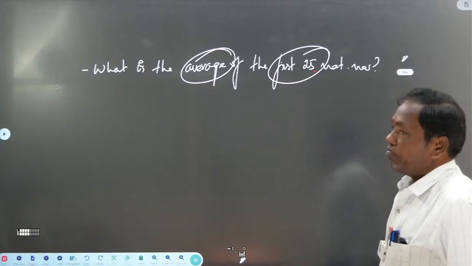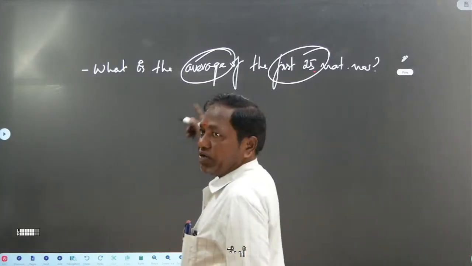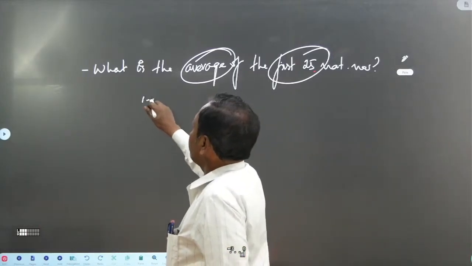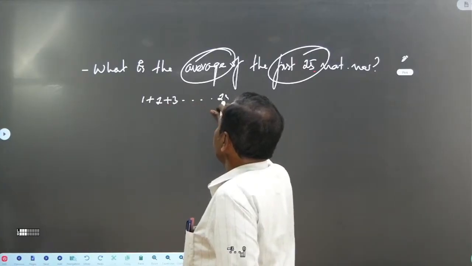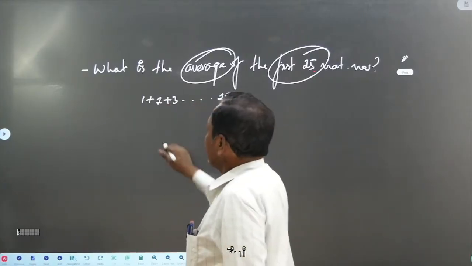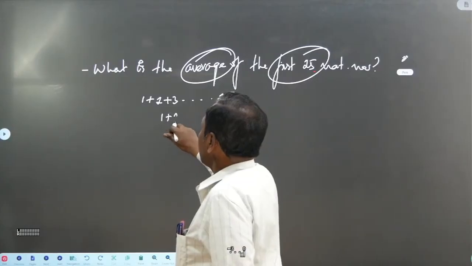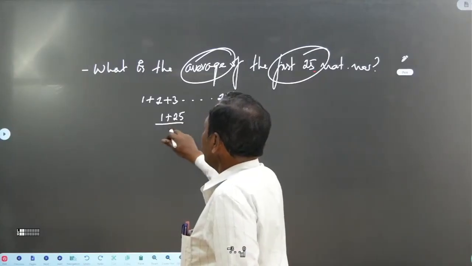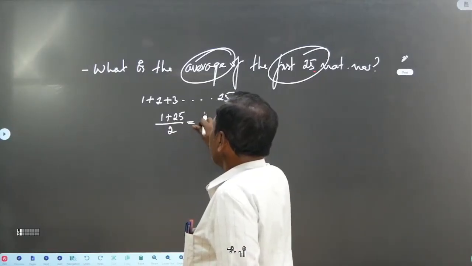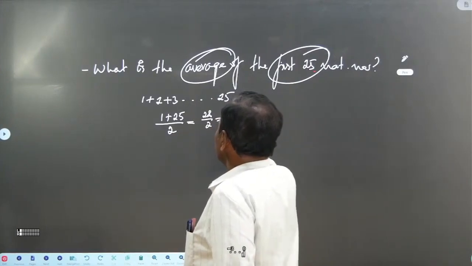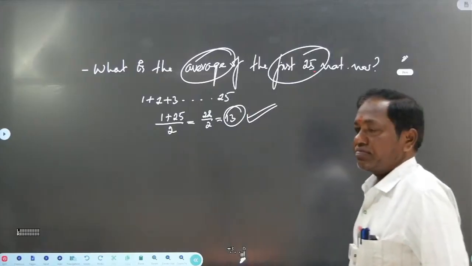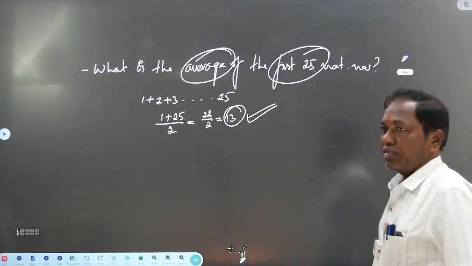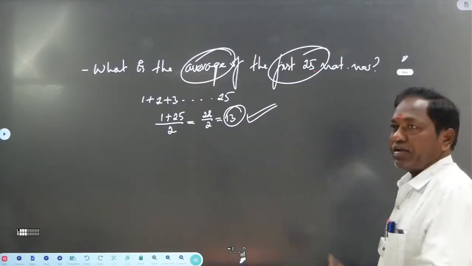Yes, if you write 1 to 25, it means what? 1 plus 2 plus 3 up to 25, right? This equation is written. And then 1 plus 25 by 2. It means 26 by 2, that is 13, is the average. 13 is the average. Even if you have everything, it will come like that only.